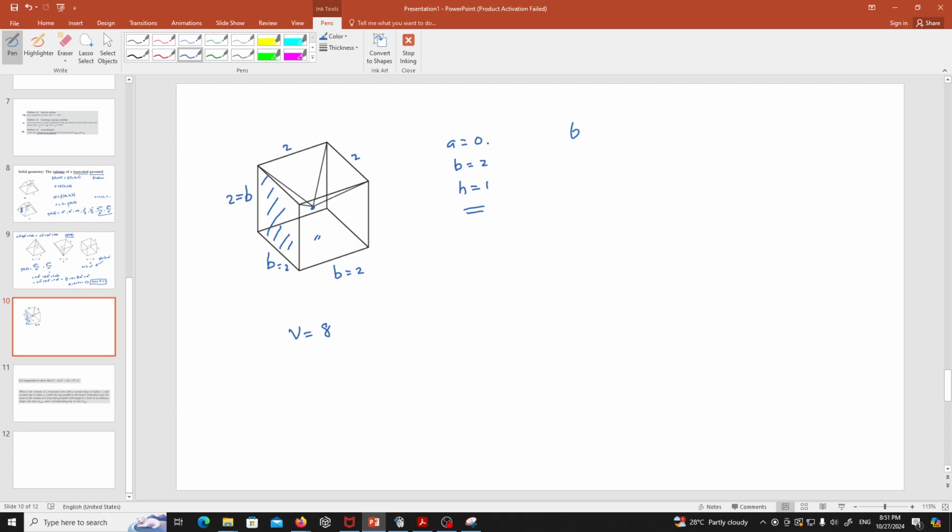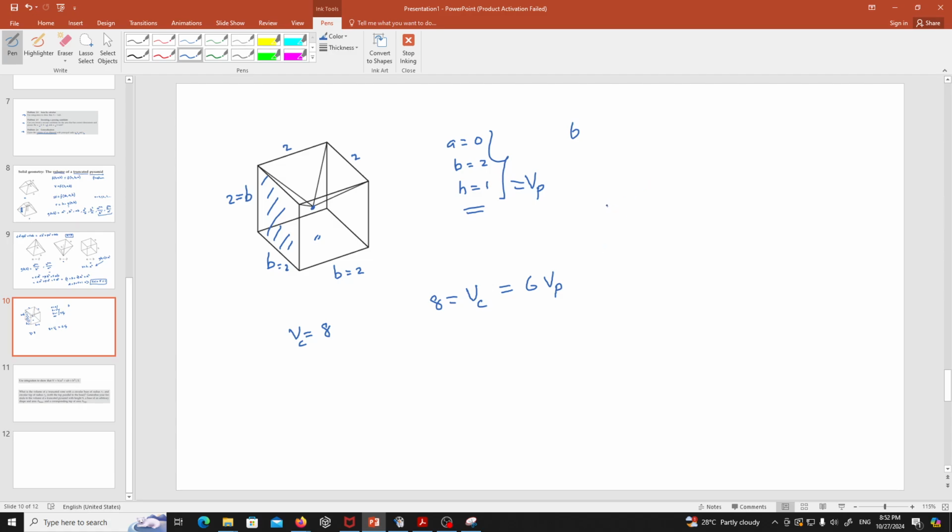So in this case, the volume of the cube, let me call this C, is equal to 6 times the volume of the pyramid. And we know the volume of the cube, which is 8.